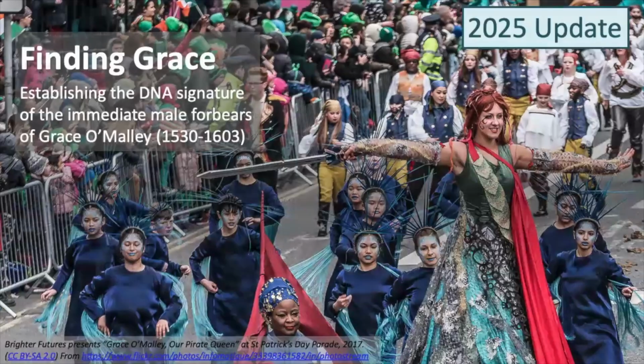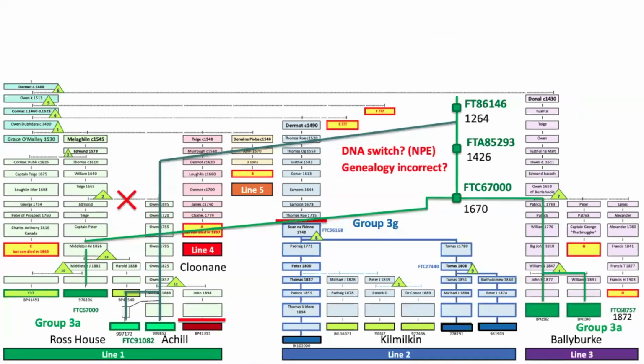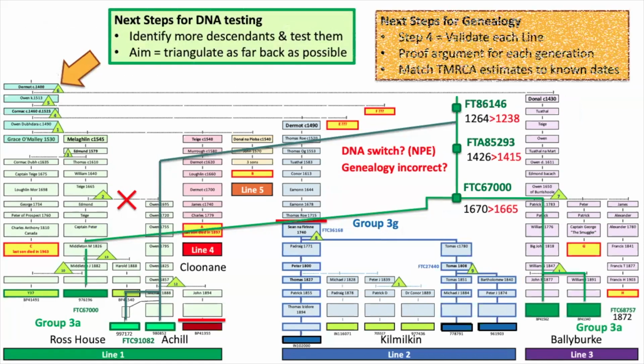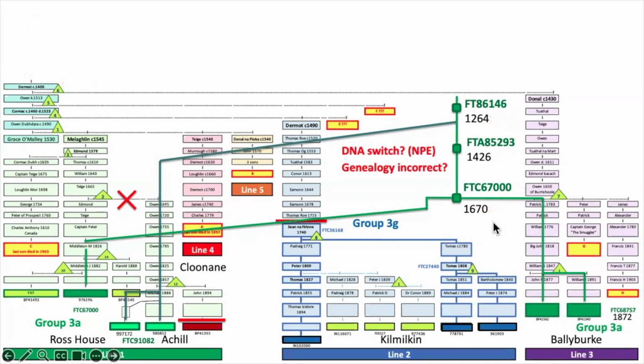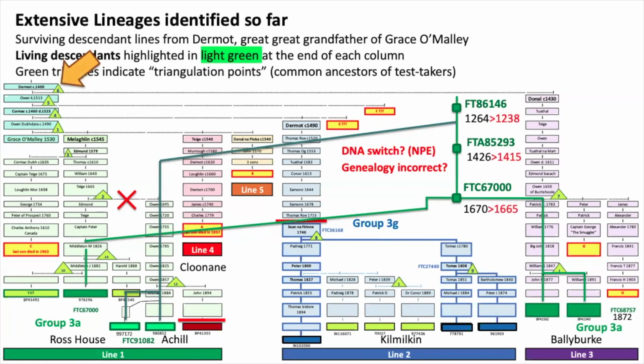A quick update on Finding Grace. Not much has happened in recent times. From the 2023 gathering, we found that, in fact, the Group 1 O'Malleys of Ross House were closely related to the Ballyburke, much more closely than we had anticipated. The only thing that really has changed are these dates here, 1264, 1426 and 1670. They have changed slightly, by less than 50 years.